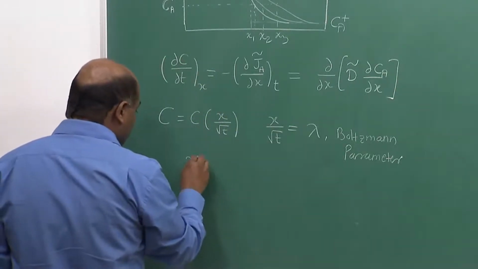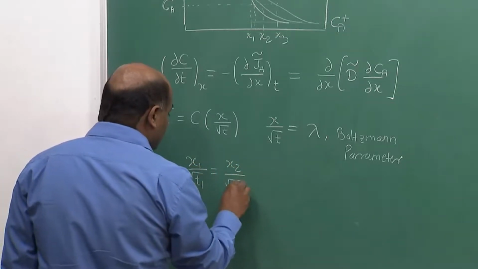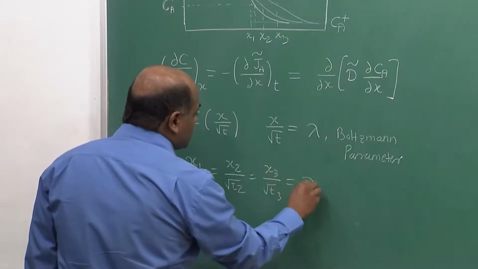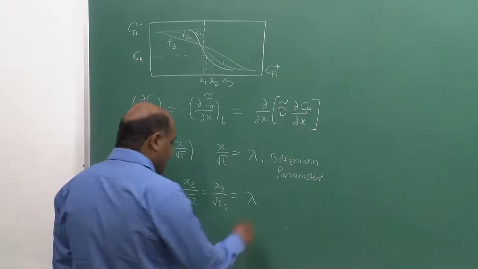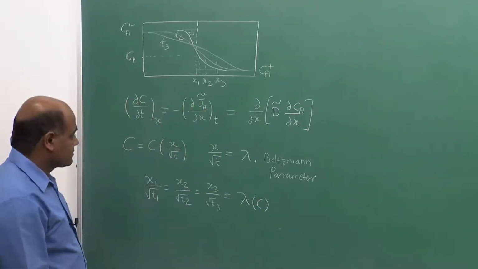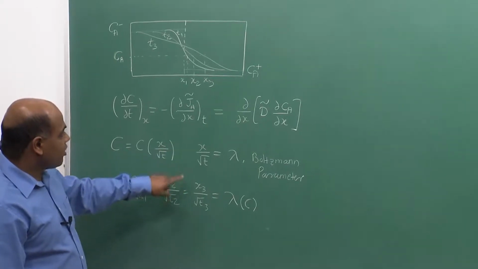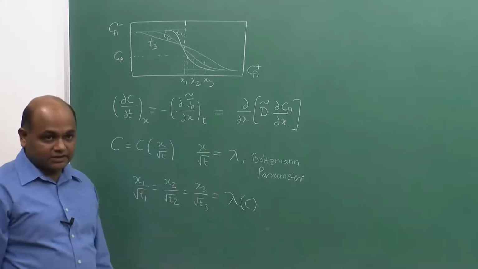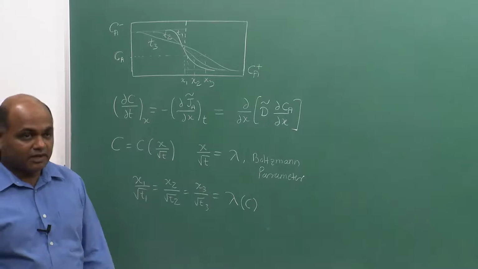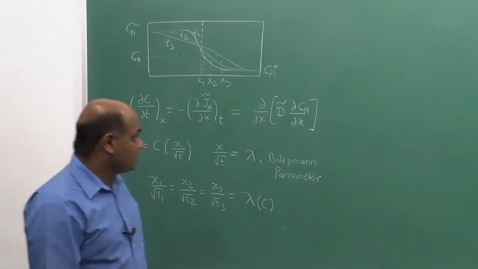So, we can write x1 over root T1 equal to x2 over root T2 equal to x3 over root T3 should be equal to constant lambda, and lambda is a function of C. Now, we would transform this partial differential equation to an ordinary differential equation using the Boltzmann transformation, by using this Boltzmann parameter lambda equal to x over root t. Let us see how we do that.